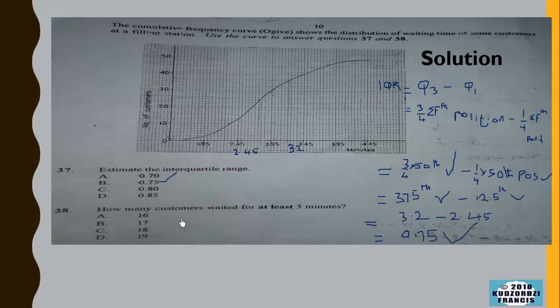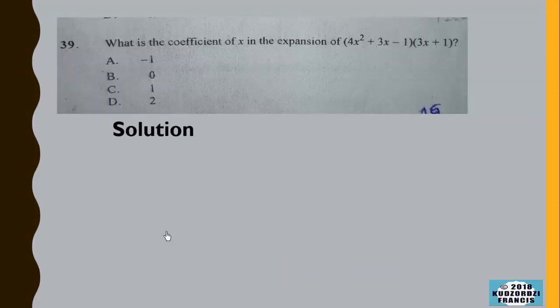And this one, we want to find how many customers wanted at least 3 minutes, so we trace 3 minutes to this, and it is corresponding to 31. So the number who want at least 3 minutes is 31. 50 minus 31, which is 19. Now we have this over here.